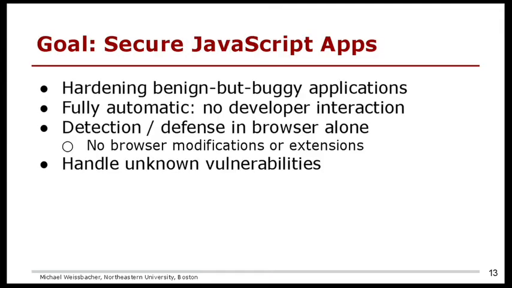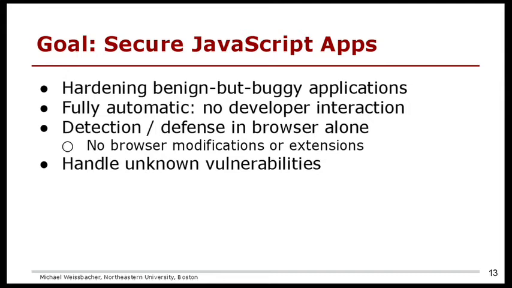Okay, so the goal of our project was we wanted to harden JavaScript programs which were benign but buggy. So these are programs which are not written with malicious intent, but the developers are trying to make a good application, to put an honest effort into doing it, but there's still going to be bugs which they're going to overlook. For this, we want to be fully automatic, so we didn't want to generate suggestions on how to modify these programs. We wanted to do this end to end, and we wanted to have all the detection and defense techniques in the browser alone.